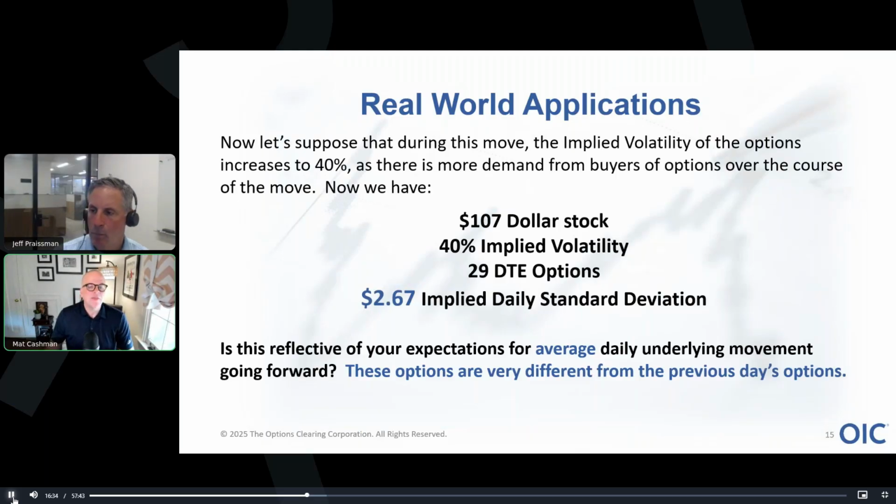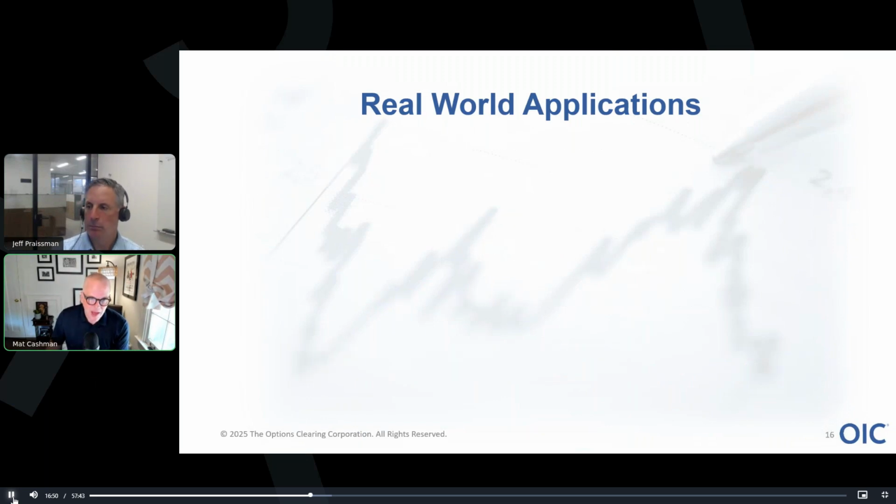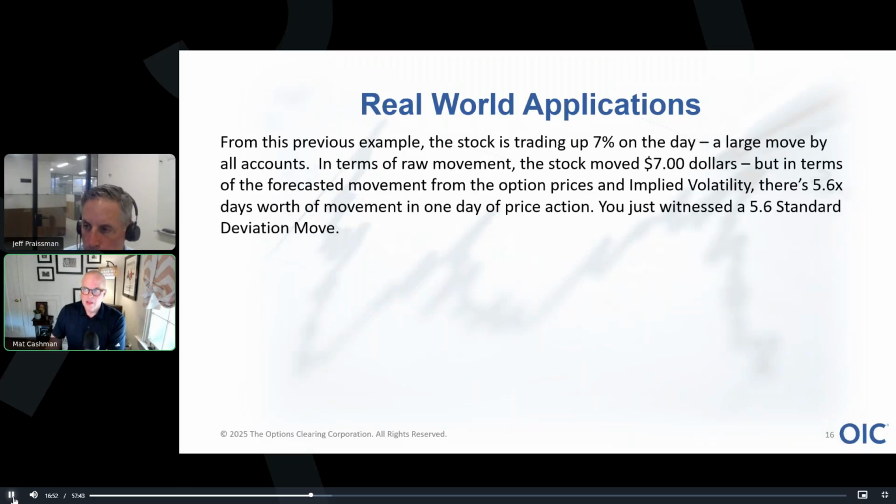And so I want you to think about this in terms of what the actual implied vol is forecasting, break it down into how much movement is necessary on a daily basis in order to justify this implied vol, and then think about whether or not that matches how you think about the options going forward.